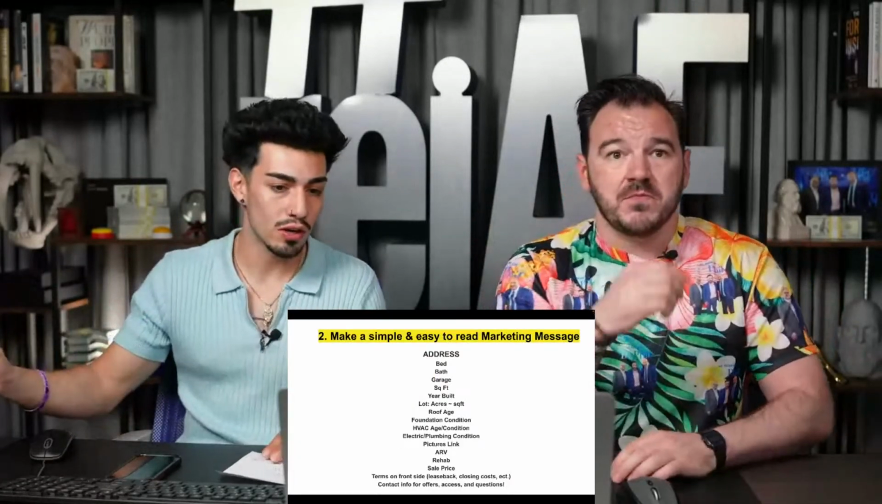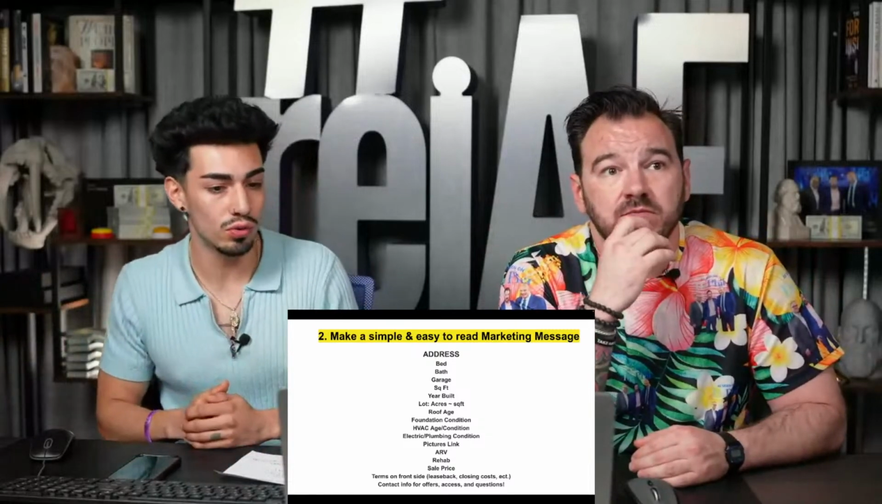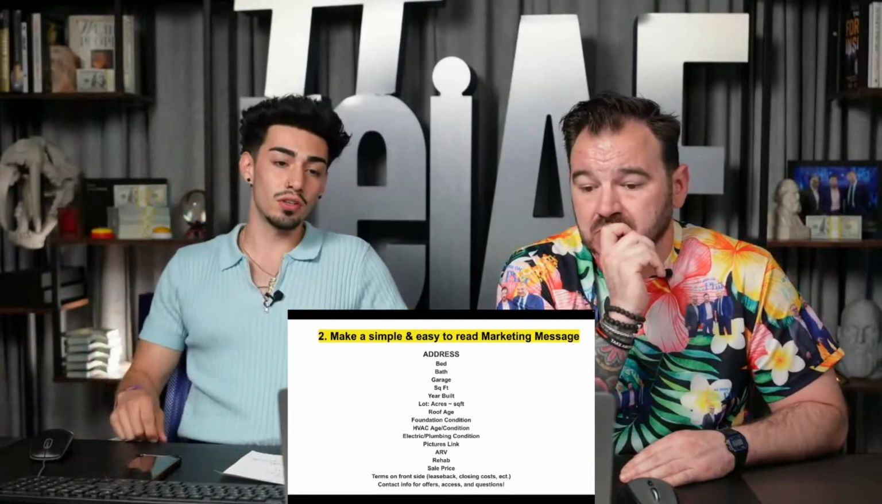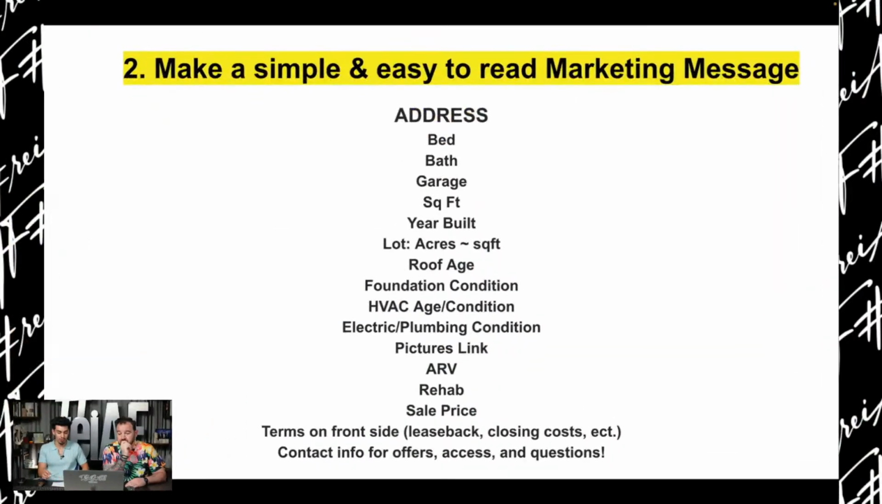And then under that, we're going to go to our numbers. So this is your ARV, your rehab, and your sales price. We just did this. For that other one, our ARV was 310, our estimated repairs were 30,000, and my sales price is 218. That's it. Your marketing message is technically done.